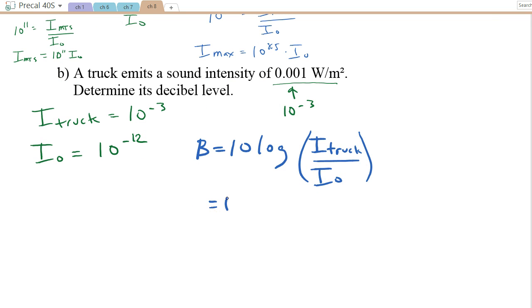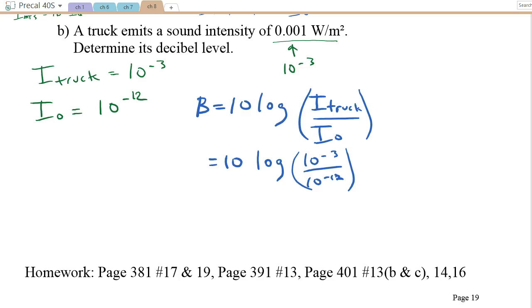So I'm going to say that this is equal to 10 times the log of, now I have in my numerator 10 to the negative 3, in my denominator 10 to the negative 12. 10 to the negative 3 divided by 10 to the negative 12 is going to be equal to 10 to the positive 9. So my next line is 10 times the log of 10 to the power of 9. So what's this part here? You may have seen this pattern a few times, and if you're starting to get an intuitive sense of how logs work, you can say, oh, that's just going to be 9.